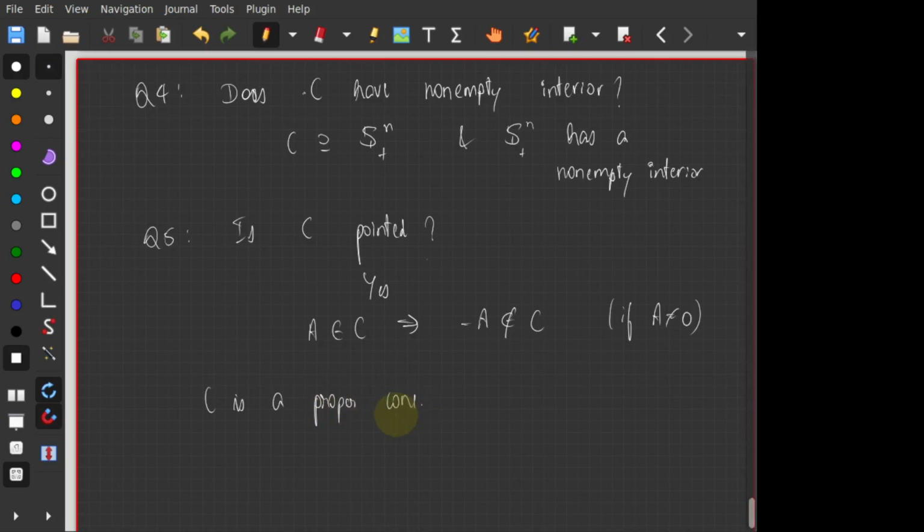So let's stop here, and here's a homework for you. Find the dual cone of C.